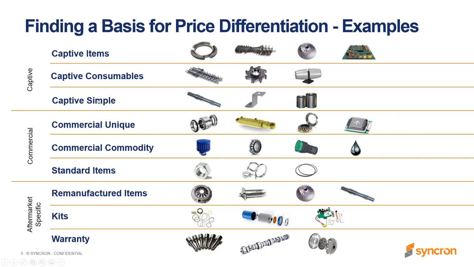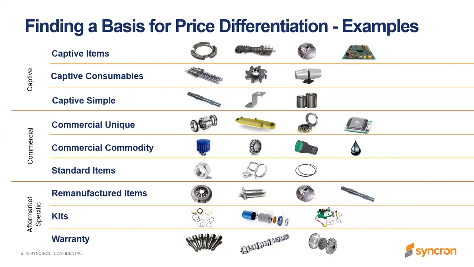Within the captive products, we have what we call captive items, captive consumables, and captive simple. I think this relates to how much competition we might have within the captive items. For example, captive consumables are things consumed on a relatively regular basis, such as a milling head or a roller specifically designed to fit an OEM's application. You won't find that on the market, but there might be people wanting to re-engineer it and start selling it to the market.